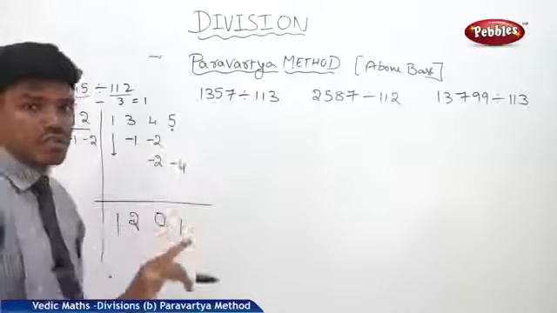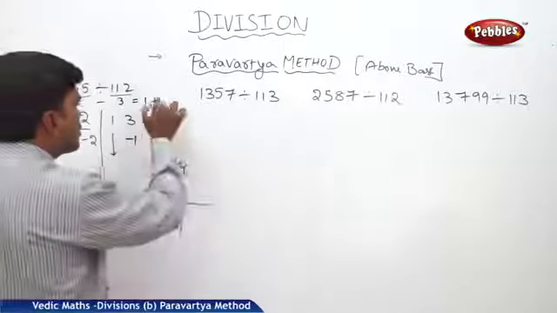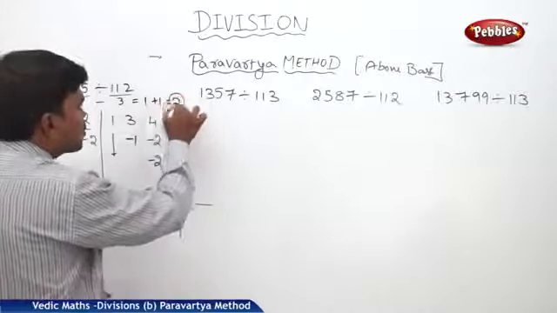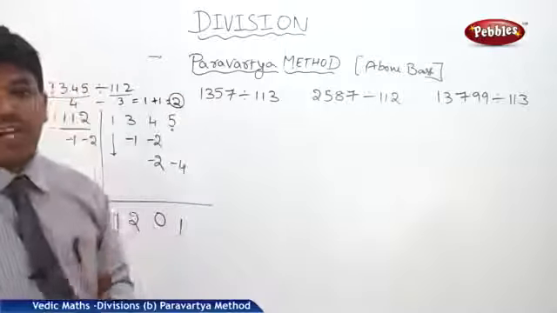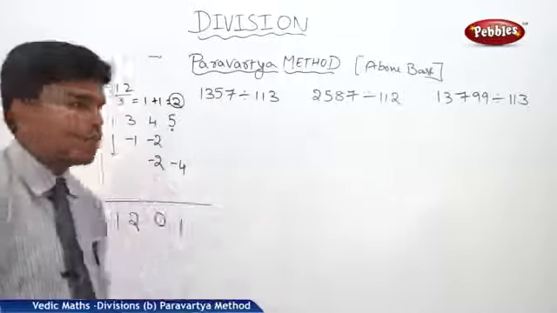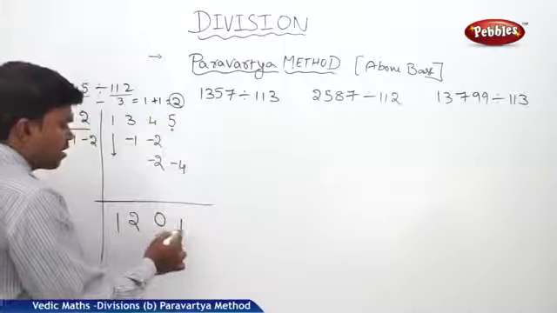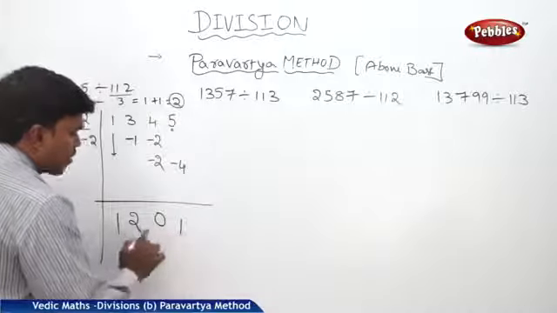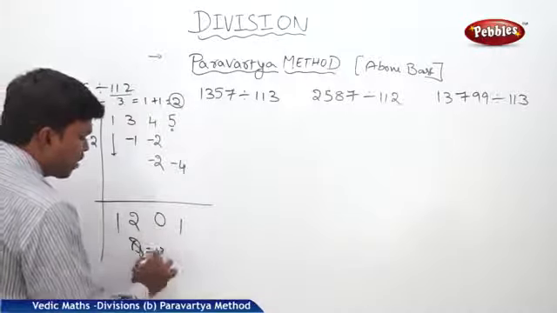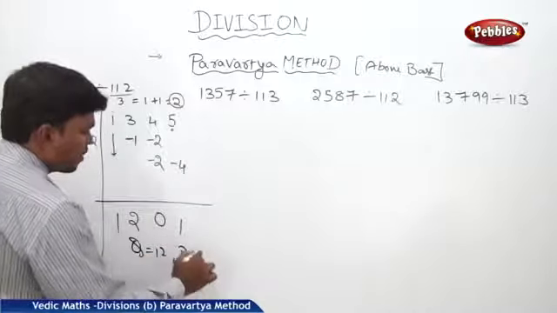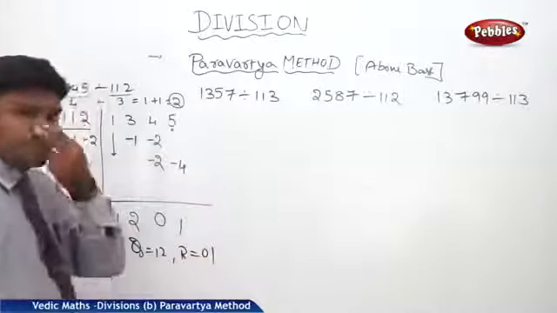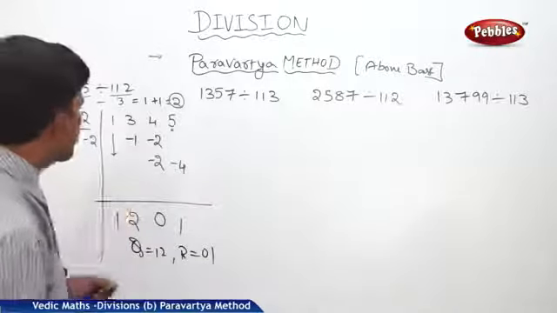To this result add 1. So 1 plus 1 equal to 2. So the quotient figure will have 2 digits from the left. That means the quotient will be 12 and the remainder will be 0, 1. Once again, I am repeating this one.